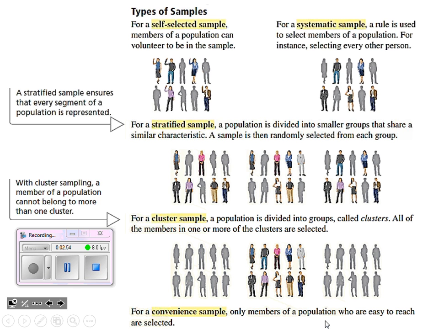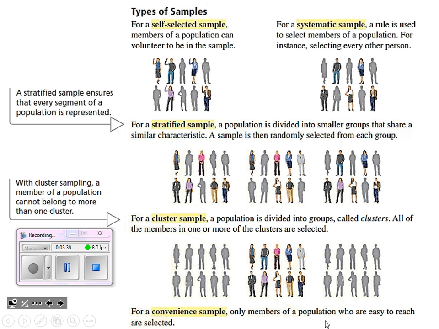Then you've got a systematic sample where you use a rule to select members of a population. And here they say selecting every other person. You're choosing specific people out of that group, but just by a rule. A stratified sample is one where you look at the population in general and say, I've got this many males, this many females, I've got these 3 age groups. So we would take our population and divide them into smaller groups that share characteristics. Then you randomly choose your people from those groups so that you know you're including every group.